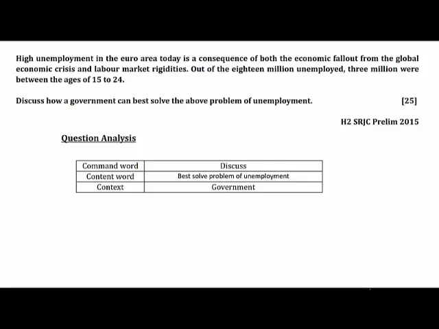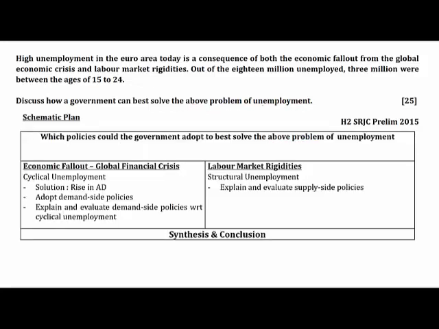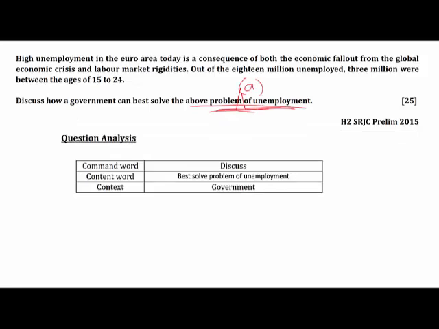So for this question, how do I form my part A, how do I form my part B? How can the government best solve the above problem? So part A will be: what type of unemployment are we talking about? Down here you can see economic fallout from the global financial crisis. This type of unemployment is likely to be cyclical unemployment.